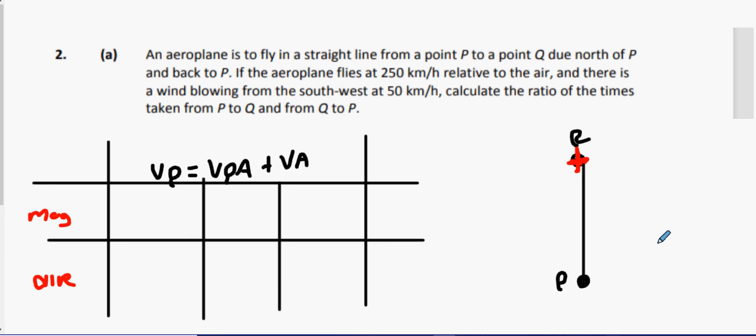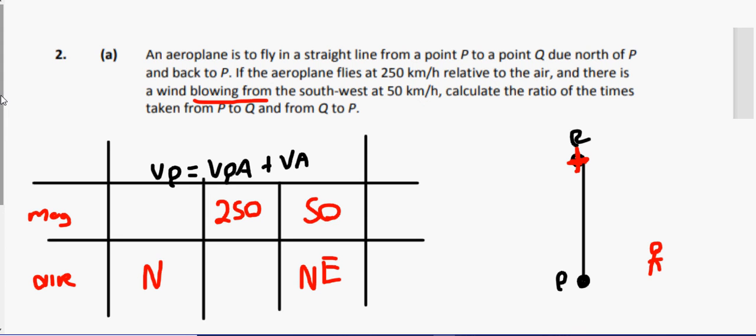What do we know the direction of VP? A person on the ground will see that plane going due north. It has the ability to go due north. It will go due north. Person on the ground sees it go straight up north. Okay? Happy days. We know VPA is 250. What do we know about the wind blowing from the southwest? And blowing from is where we're going to make the mistake. What direction is it actually going? Northeast, right? So that's it. And we're in a lovely position right now where we have 4 pieces of information, okay?